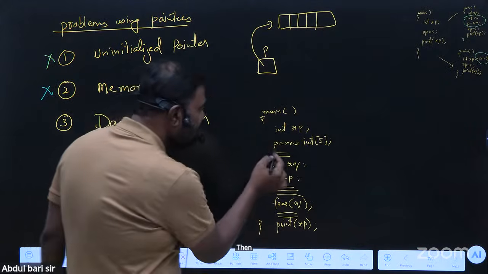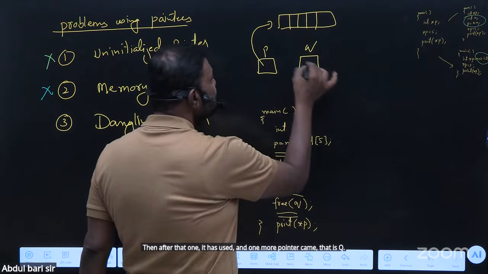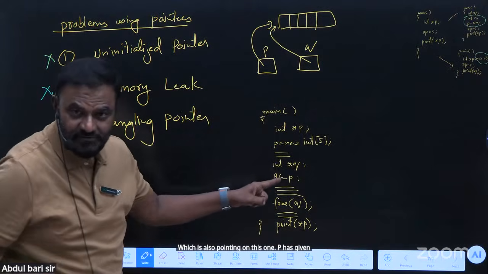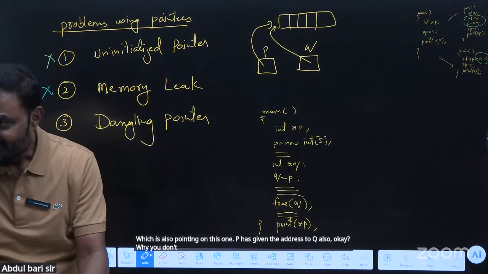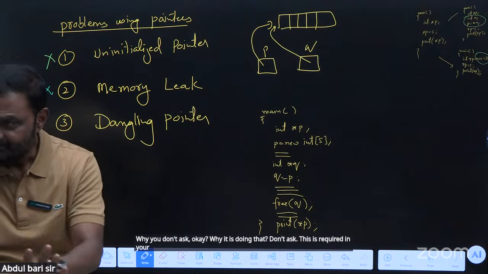Then after that one, it has used, and one more pointer came, that is Q, which is also pointing to this one. P has given the address to Q also. Why you don't ask? Why is it doing that? Don't ask. This is required in your program. This is happening in your program.